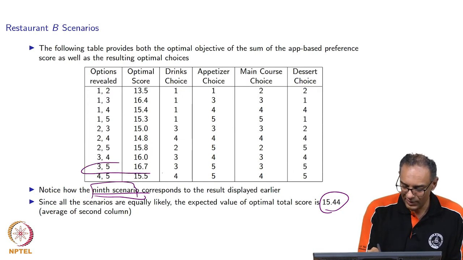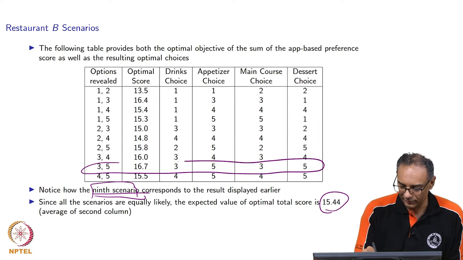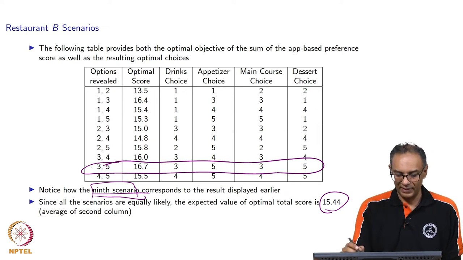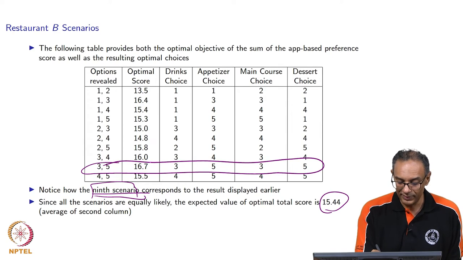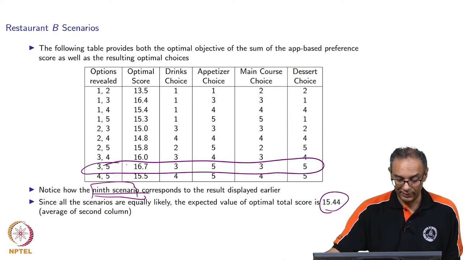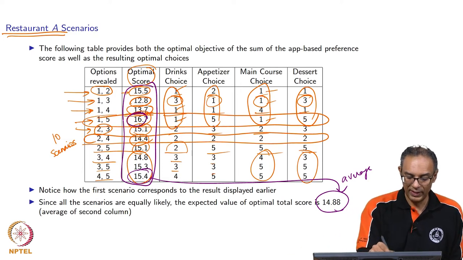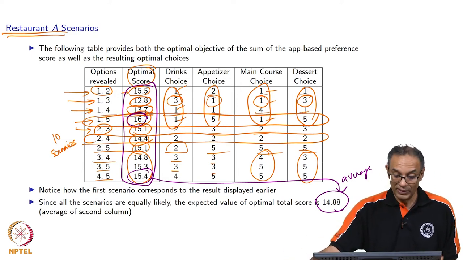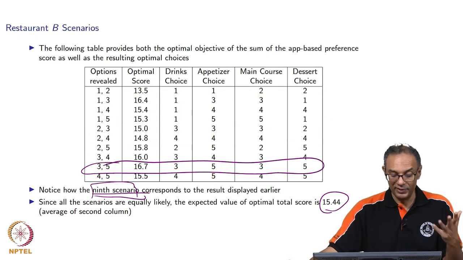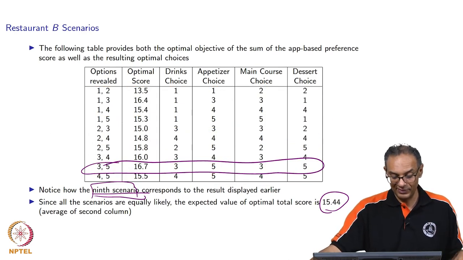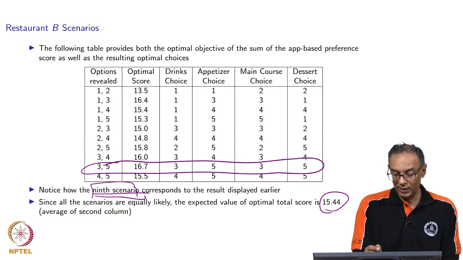And the 9th scenario, so that is this guy, 3 and 5, is what we saw earlier. And it has an optimal score of 16.7. Coincidentally, actually these numbers are completely made up. It's the exact same 16.7 we had here as our best score. So the best score actually is no different between the two cases, okay, which is somewhat interesting.